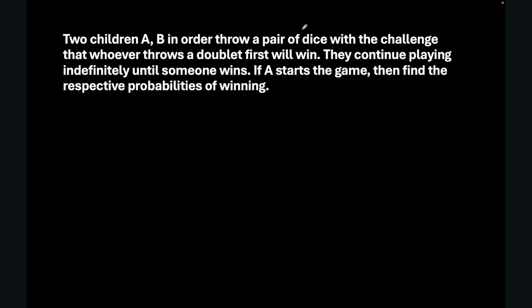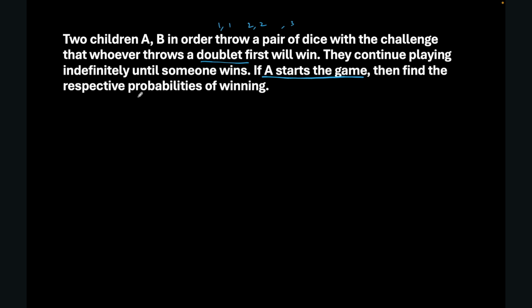So in this question, we're told that two children, A and B, are throwing a pair of dice, right? In order to win, the challenge is that whoever throws a doublet wins. Okay, doublet means either 1-1, 2-2, 3-3. You get the gist of it until 6-6. They continue playing this game indefinitely until someone wins. If A starts the game, then find the respective probabilities of winning.